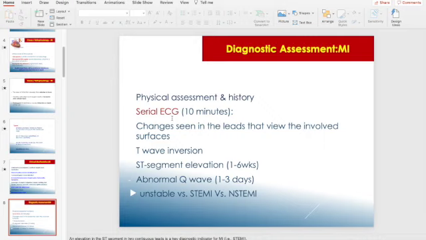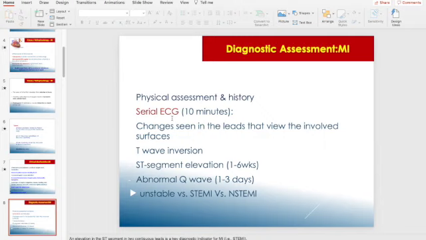When we go to the diagnostic assessment, we will start with the physical assessment. You have to take the physical assessment and history of the patient. For example, you have to ask the patient about the onset of the pain, the time of the pain, and the duration. It's very important to ask when the pain occurs and for how long, to take the history of this.